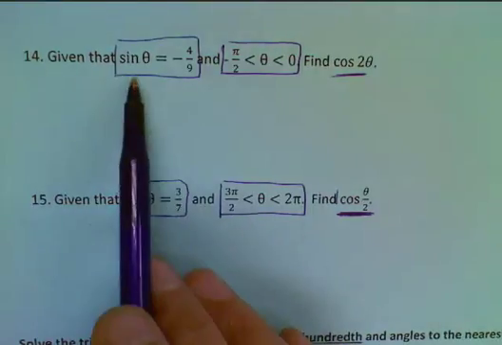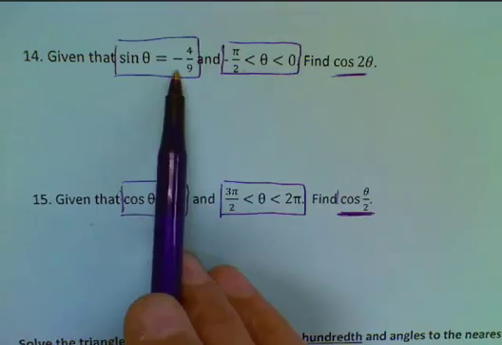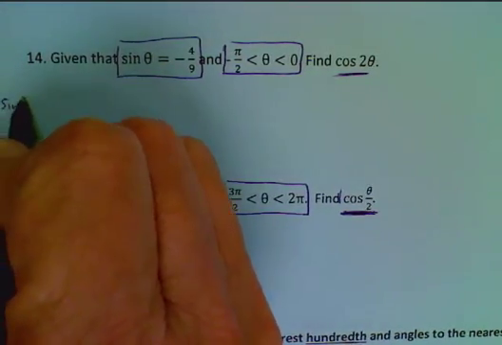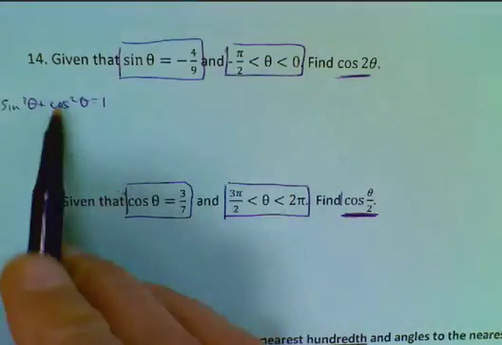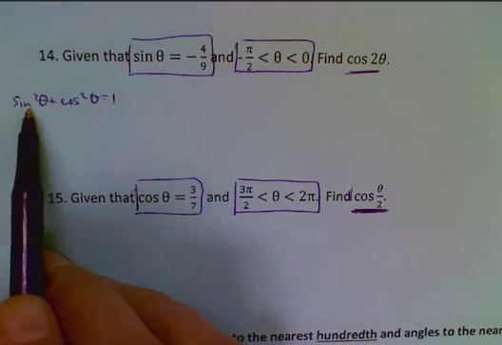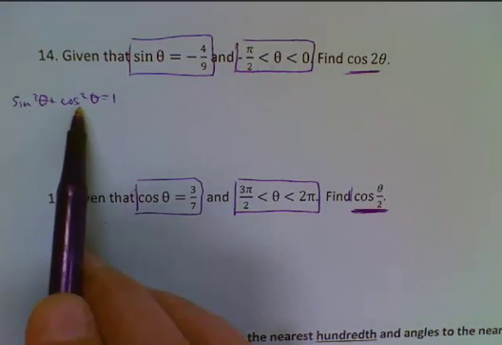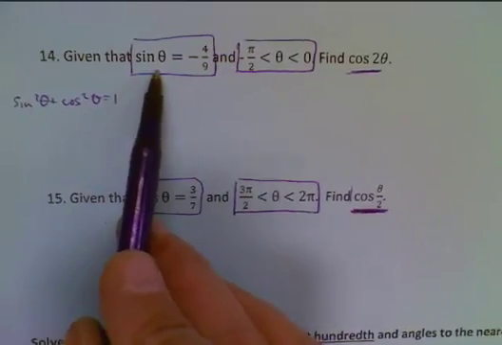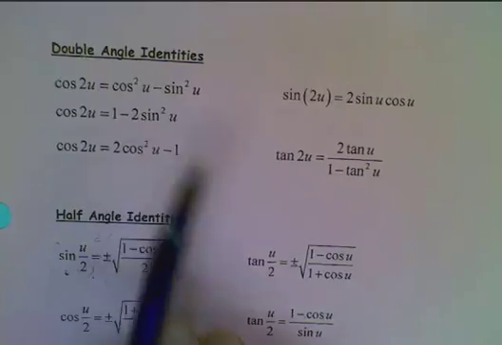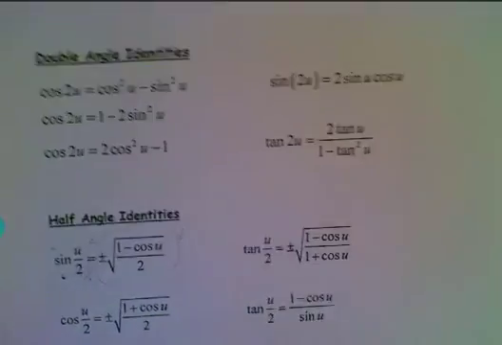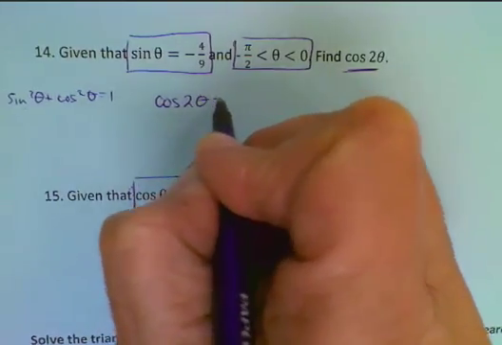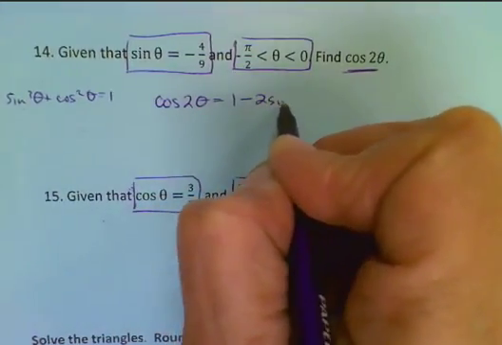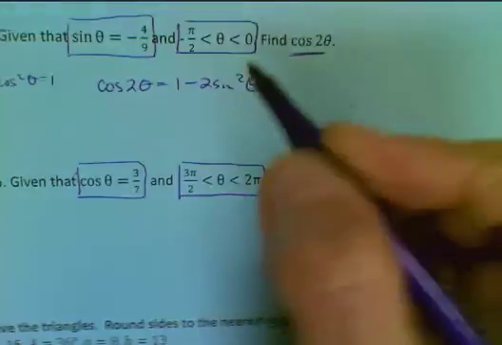If you know the sine of theta is this, you can use the formula sine squared plus cosine squared is equal to 1, and you could plug in the sine is -4/9, and solve for cosine. So if you needed to know the cosine, you could find it. But why do that if you have a formula that deals with sine? So I'm just going to plug in: cosine of 2 theta is equal to 1 minus 2 sine squared of theta.